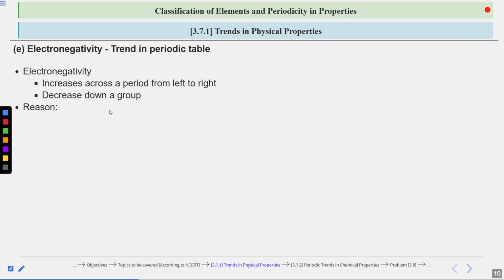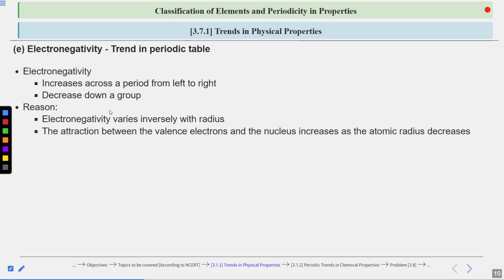What is the reason behind it? The reason is that electronegativity varies inversely with the radius. Now, as the size is increasing, you would face more difficulty to add an electron because your electrostatic force of attraction will decrease, and therefore the atom will not be so prominent in attracting the shared pair of electrons.